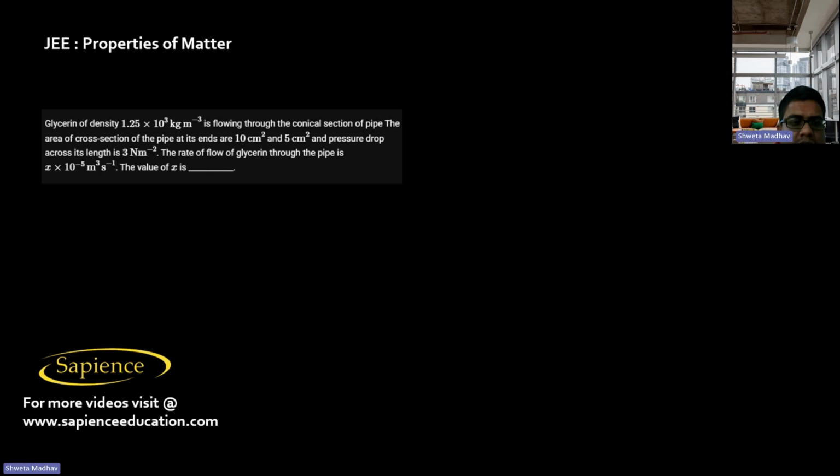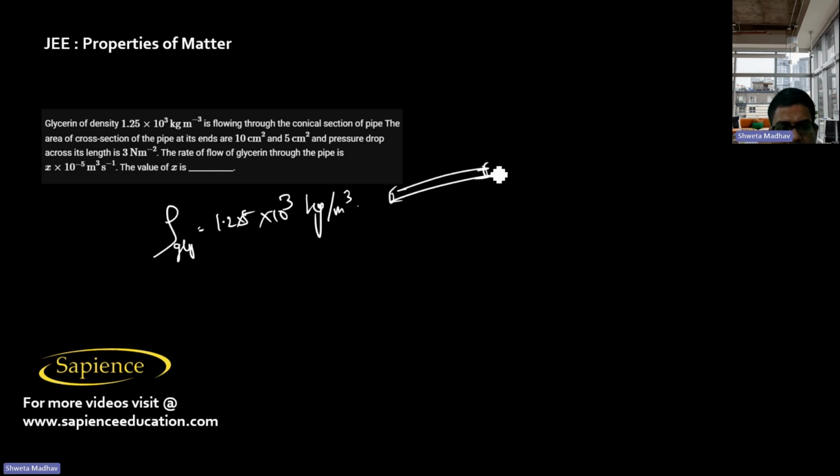And here it is told glycerin of density 1.25 into 10 power 3 kg per meter cubed, glycerin that is flowing through the conical section of a pipe.